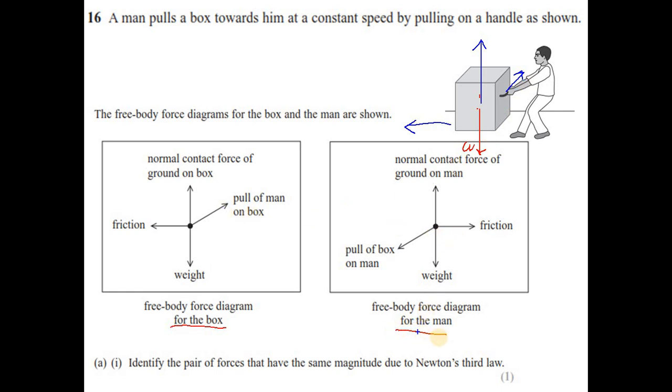And the second one is the free body diagram for the man. That means weight of the man acting down, and then contact force on the man, and then friction force. This is the friction force in that direction, and pull of the box on the man. So this is another one, which is, you can say, the pull of the box in that direction. Identify the pair of forces that have the same magnitude due to Newton's third law.